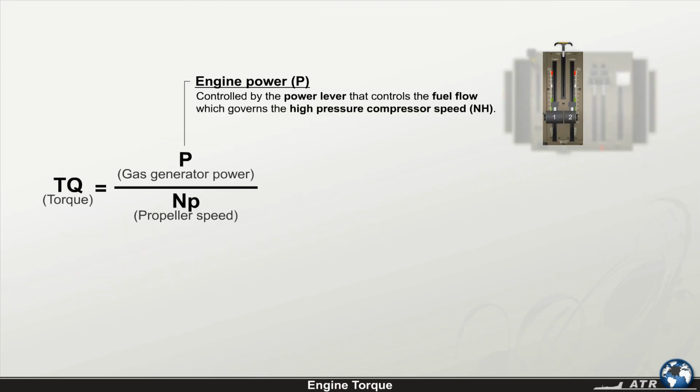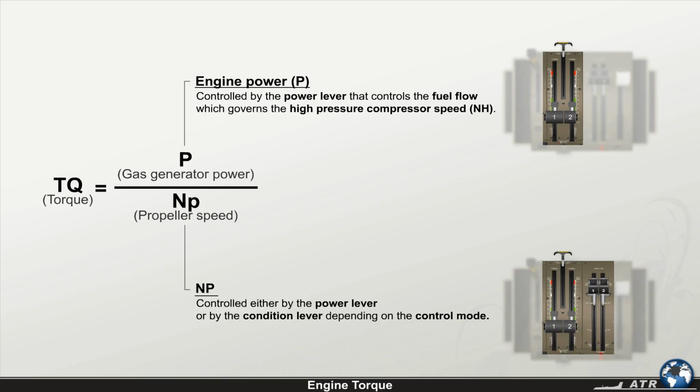The engine power is controlled by the power lever that controls the fuel flow, which governs the high-pressure compressor speed, NH. NP is controlled either by the power lever or by the condition lever, depending on the control mode, which will be explained later in this chapter. The NP is normally maintained at a constant, predetermined value by the adjustment of the blade's angle.